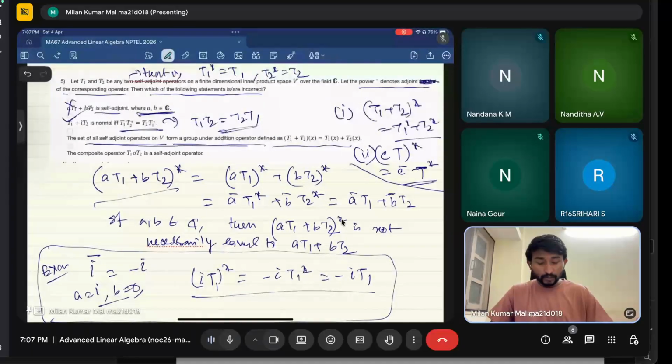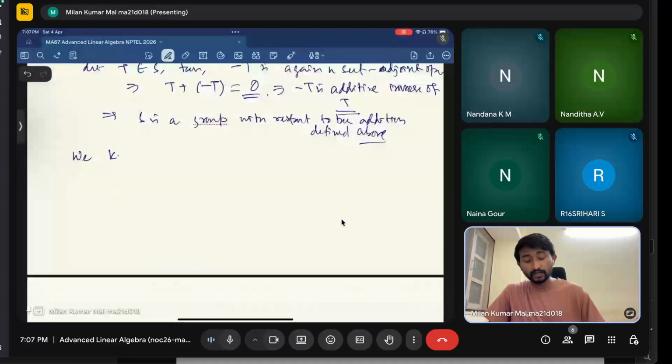Okay. The composite operator is a self-adjoint operator. Composite self-adjoint operator. Okay, let me check. Let T1 compose T2. We know T1, T2, this is the composition. Its adjoint is equal to T2 star, T1 star. Now, if T1, T2 is self-adjoint, then this will be T2, T1. But that is not necessarily equal to T1, T2, right?